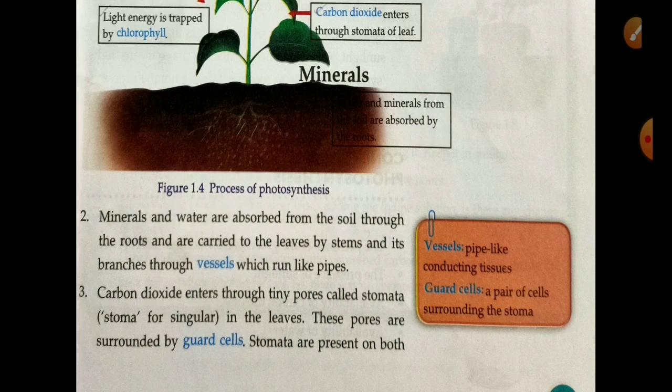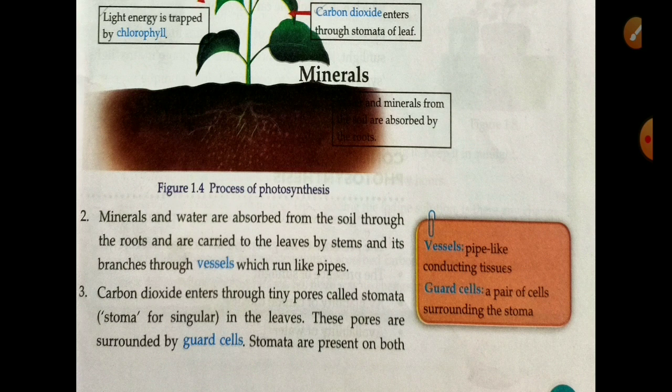So minerals and water are absorbed by the roots, and where the roots are there is a vessel-like structure, which I have told you, a hollow refill pipe-like structure which takes the water and minerals upward, meaning water is fetched by these vessels.